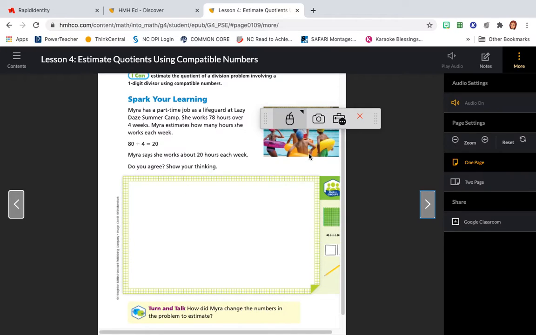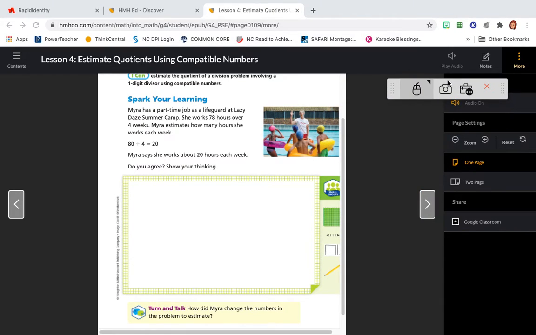Page 89, lesson 4. We're going to be estimating quotients using compatible numbers, and we're going to be talking about some of that vocabulary in just a little bit. But let's just practice Spark Your Learning. So we're going to walk through this together.